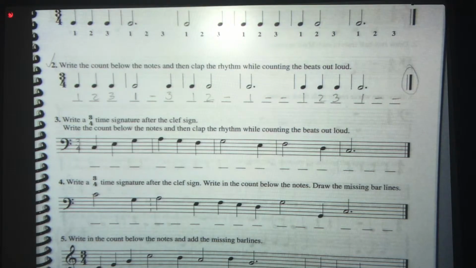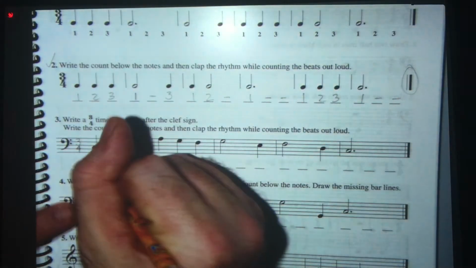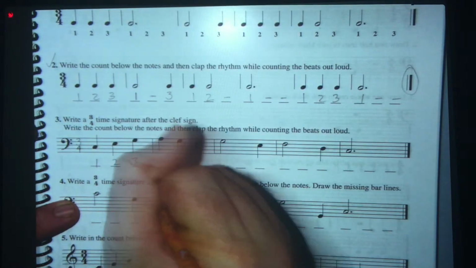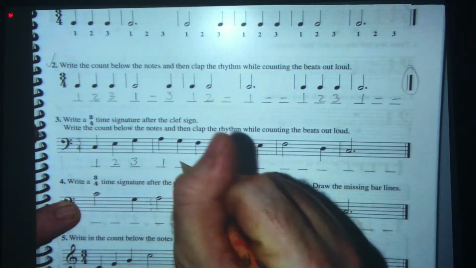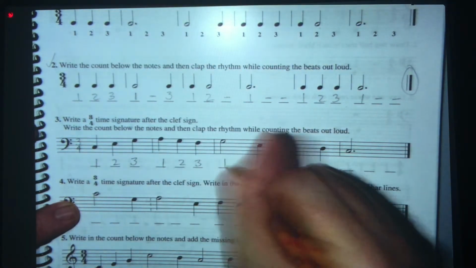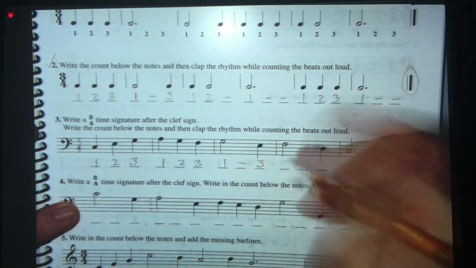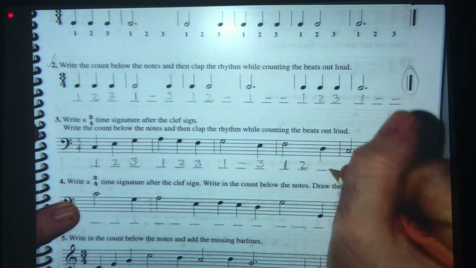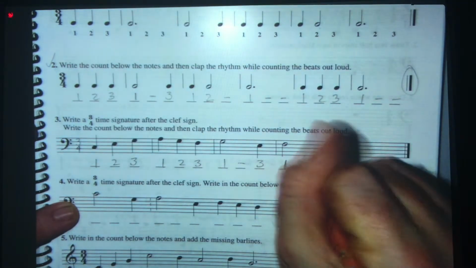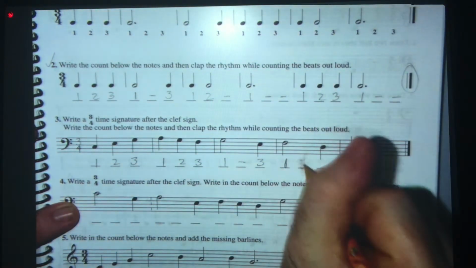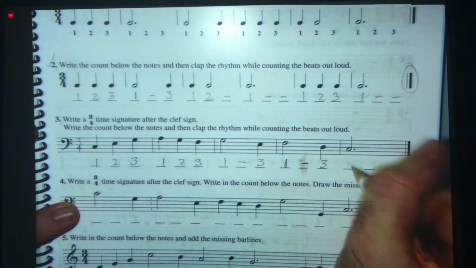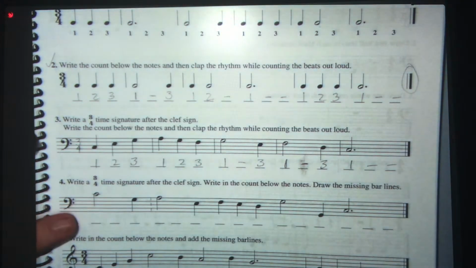Write the count below the notes, then clap the rhythm while counting the beats out loud. So we need to do this. 1, 2, 3, each one of them is worth 1. 1, 2, 3, 1, that would be 2, 3, 1, 2. Oh, can't do that. Need to be consistent in everything we do. So we'll do this. 3, 1, dash, dash.